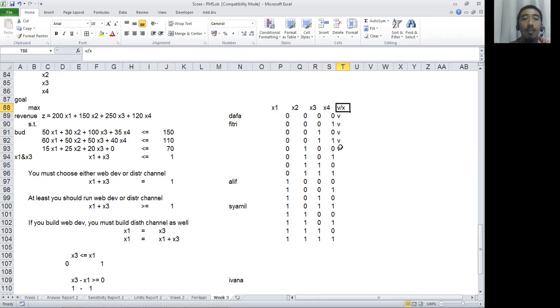Then you calculate the revenue. Just calculate the revenue of the okay combination. You don't need to calculate the revenue of the not okay combination. The one that is clearly not okay is like this. Based on this requirement only, it is not okay because x1 plus x3 should be less than or equal 1. So this combination where x1 and x3 are there is not okay. It violates the fourth limit, or fourth constraint.